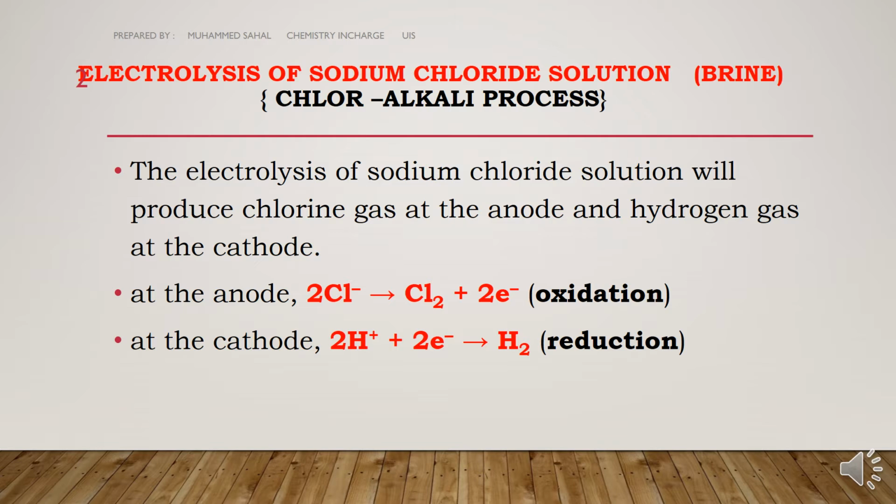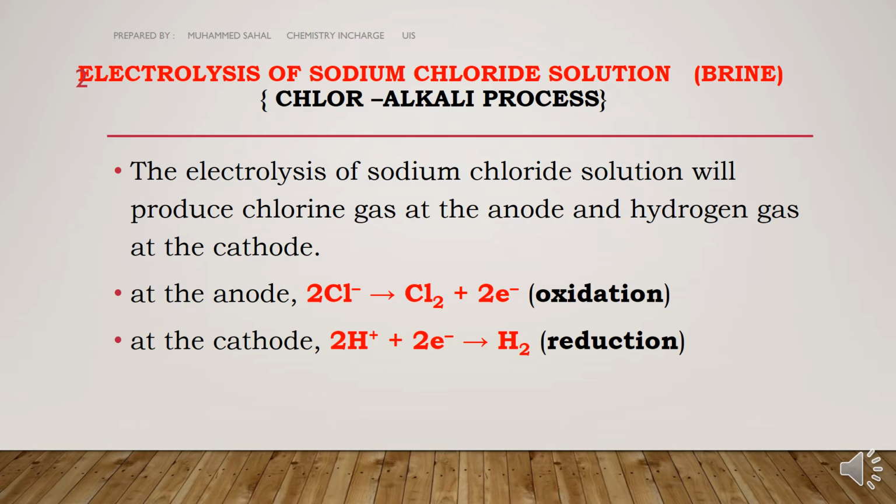The electrolysis of sodium chloride solution will produce chlorine gas at the anode and hydrogen gas at the cathode. First of all, the brine is purified to remove calcium, strontium and magnesium compounds by a process of ion exchange. Then electrolysis is conducted.